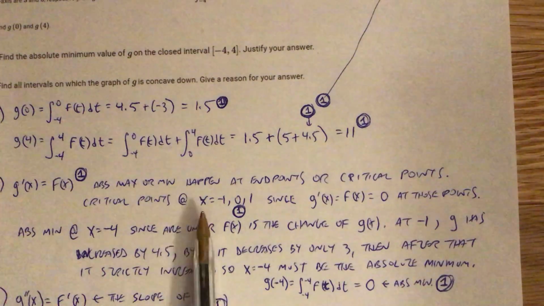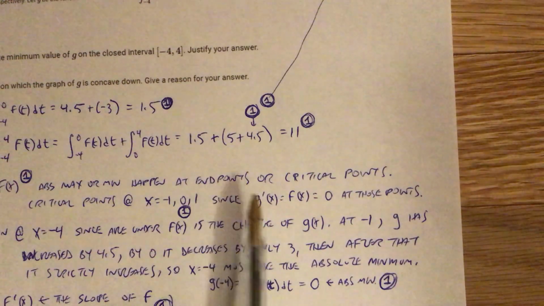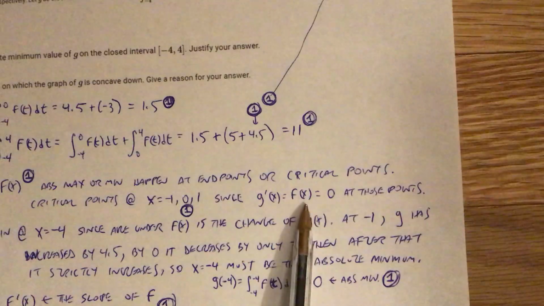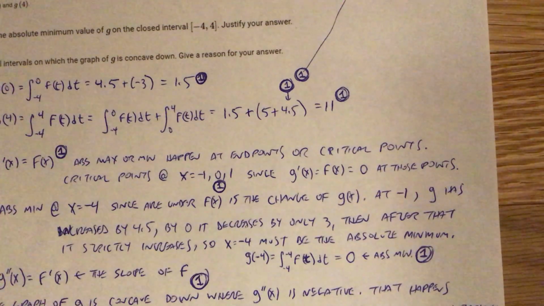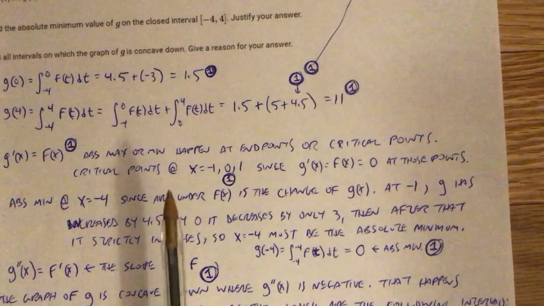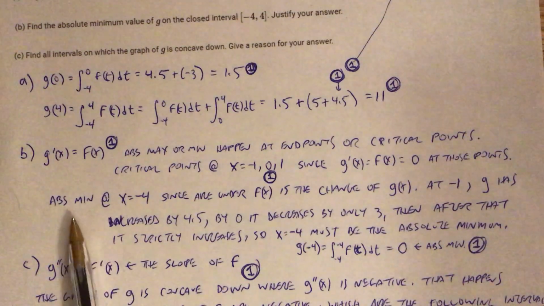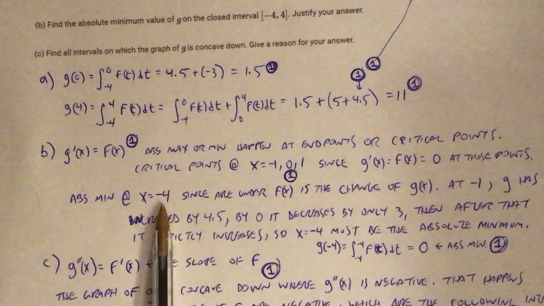What are the critical points? They're -1, 0, and 1, since I justified that g prime of x equals f of x is 0 at those points. So that's why they're critical points. Now, normally you go through and find all the function values, but there was a little bit of logic I could use here because basically they started me off: the absolute min is at -4, and here's why.